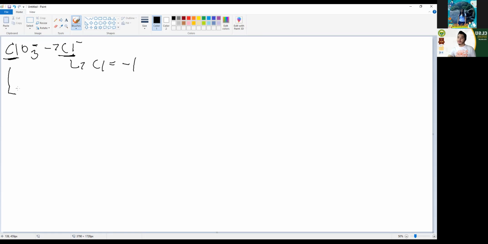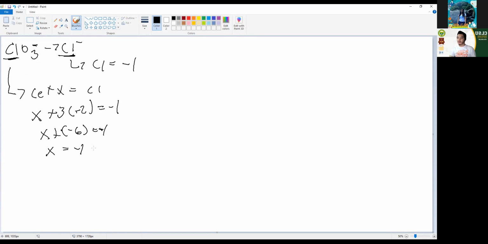Pero paano sa reactants? So, dito, let X lang natin is equal to Cl. So, X kasi isa lang, plus, since tatlo yung oxygen, so 3. So, alam natin ang charge ng oxygen is negative 2. Tapos, ang overall charge ng ion is negative 1. So, X plus negative 2 times 3 is negative 6, equals negative 1. Tapos, ililipat natin si negative 6 sa kabilang side. So, X is equal to negative 1 plus 6. So, X is equal to 5.